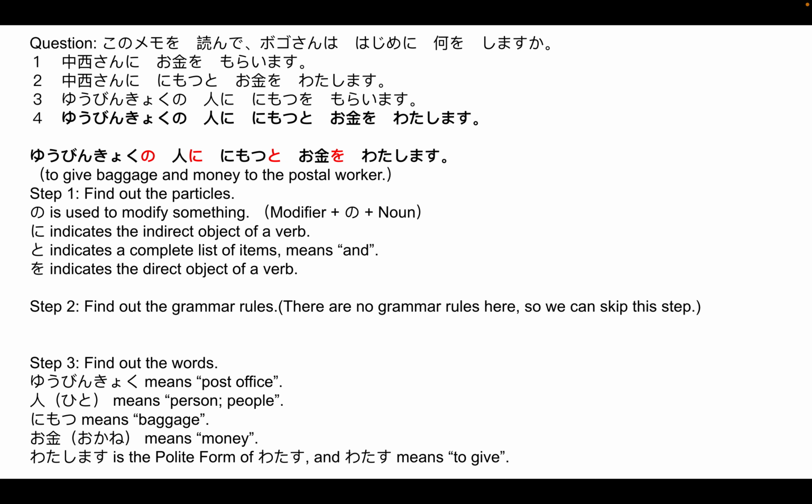郵便局 means post office. Hito means person, people. Nimotsu means baggage. Okane means money. Watashimasu is a polite form of watasu, and watasu means to give.